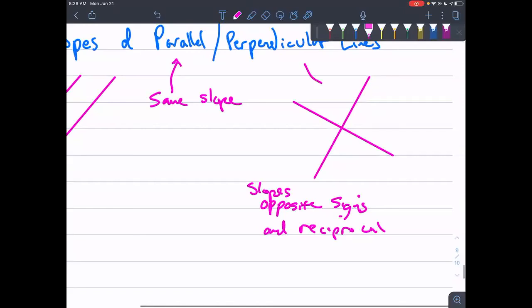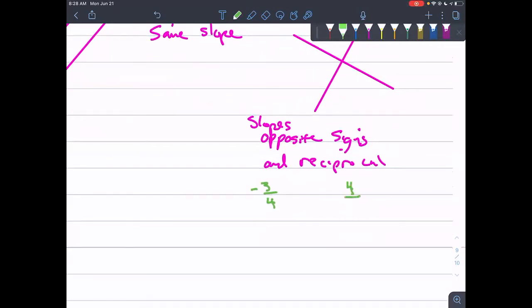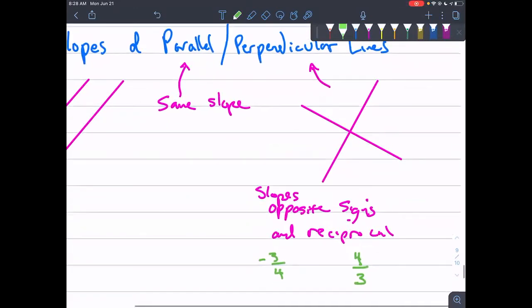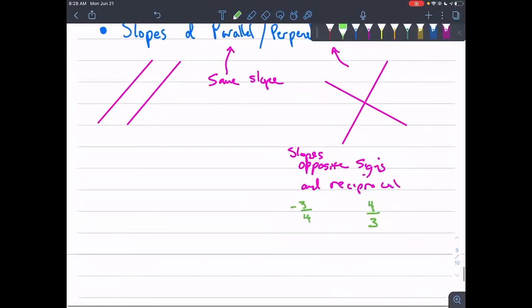So for perpendicular ones, the slopes are opposite signs and reciprocal. I know it's a little messy writing. An example of that might be if one is -3/4, the other one is positive, 4 on top and 3 on the bottom. For parallel, if one of them had a slope of 5, the other one would have a slope of 5. Parallel lines have the same slope, the same M.